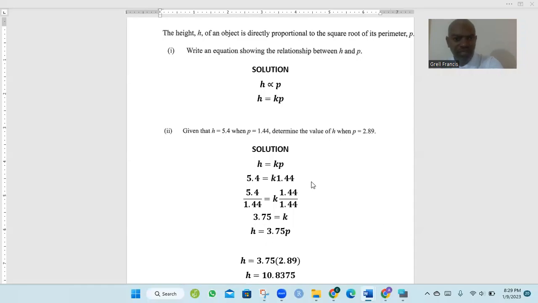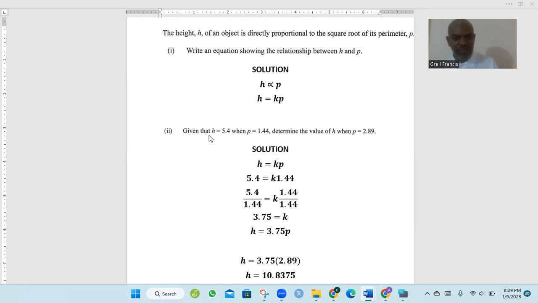So just to recap for this question, it says the height H of an object is directly proportional to the square root of P. So in notation form, here it is: H is proportional to P. And in the form of an equation, H is equal to KP. K is the constant of proportionality, or the proportionality constant.